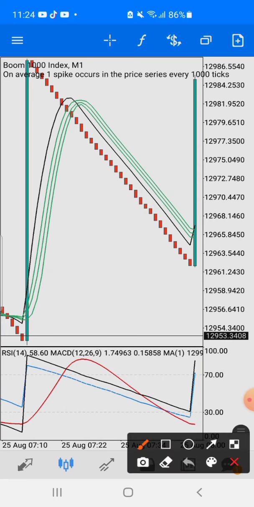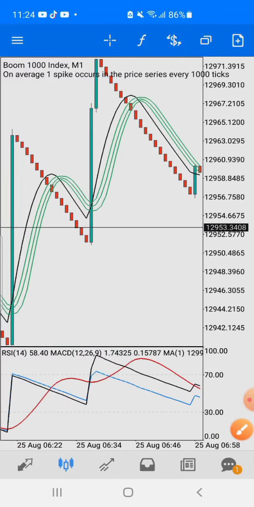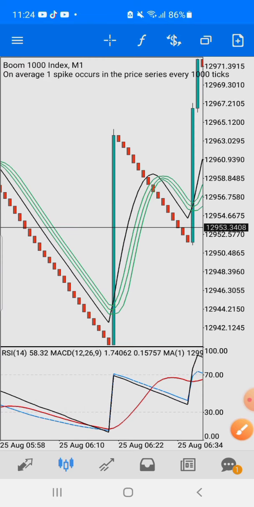Remember, normally the first one that will cross is this before this one crosses. Okay, then you enter your trade. So that's how these things work.